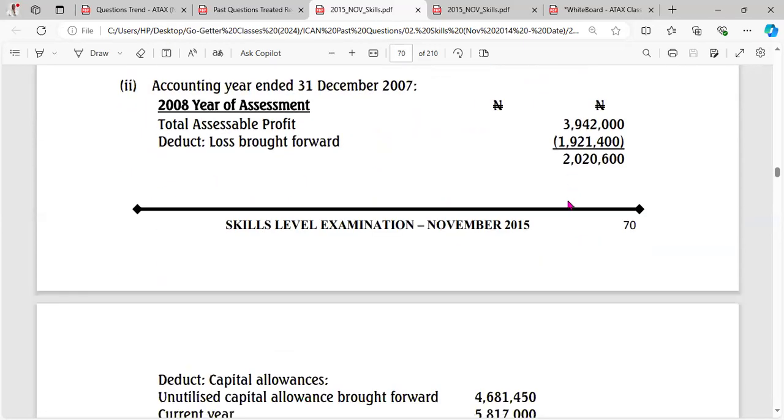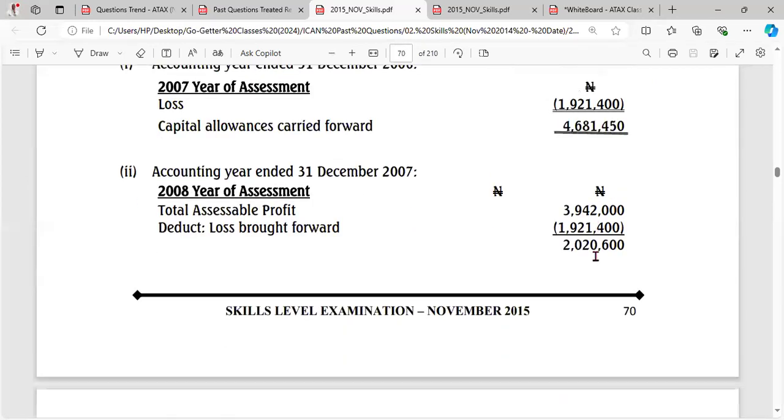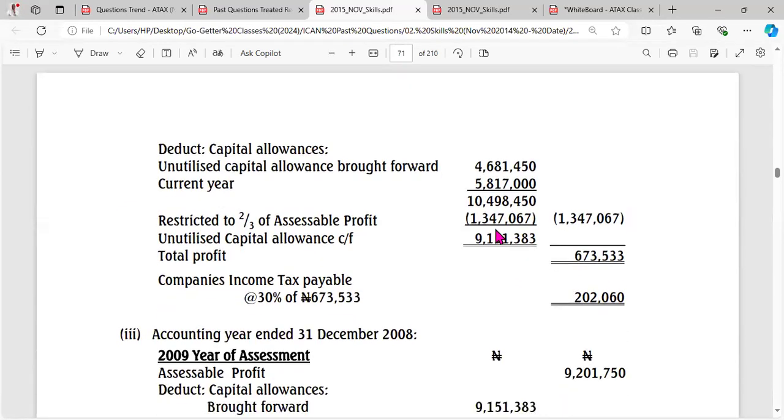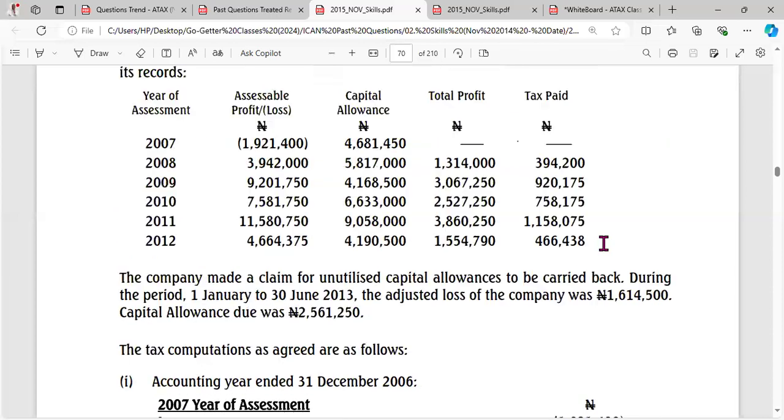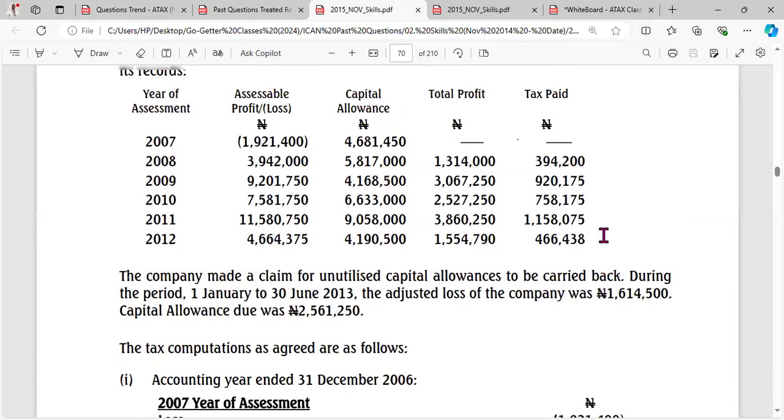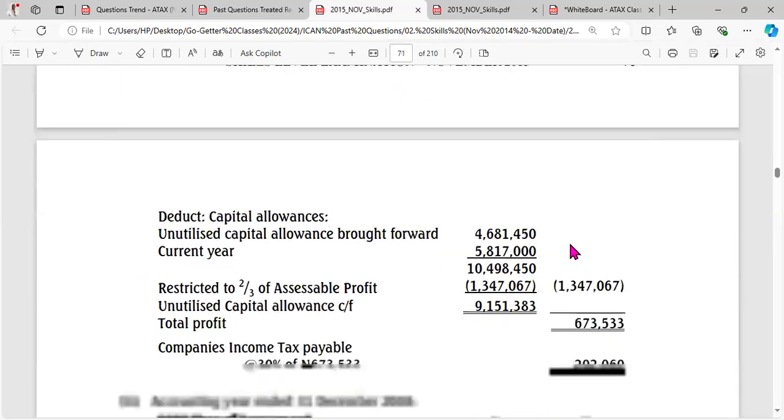But this figure here includes the one that was carried from last year, the one that was brought this year, and this is the restricted amount. So this is the restricted amount that you carried here, and this is the unrestricted one. This is the balance that you cannot clear. Your total profit happens to be this. Your total profit happens to be that. It's not written down here like that.